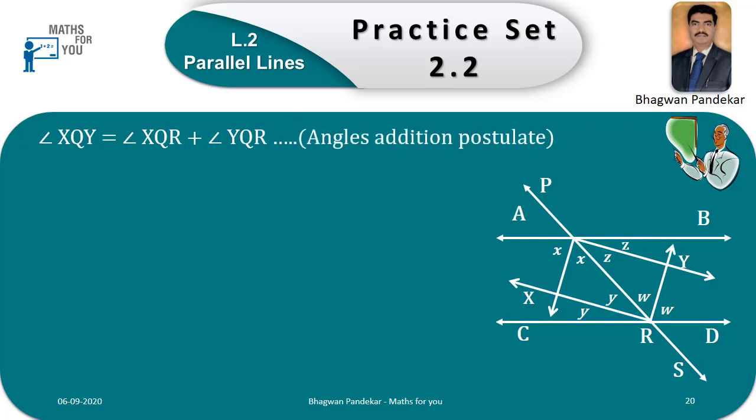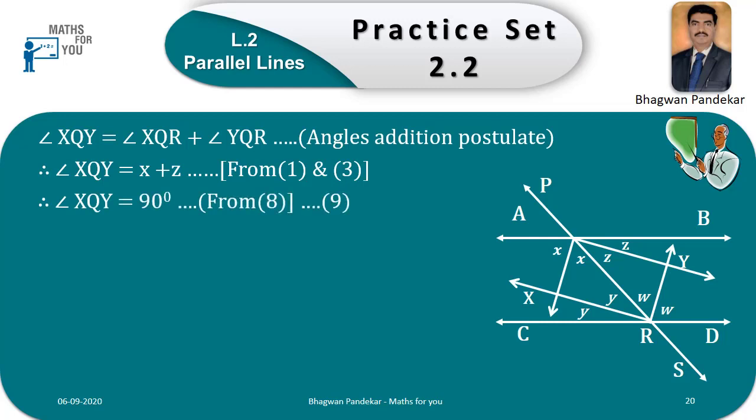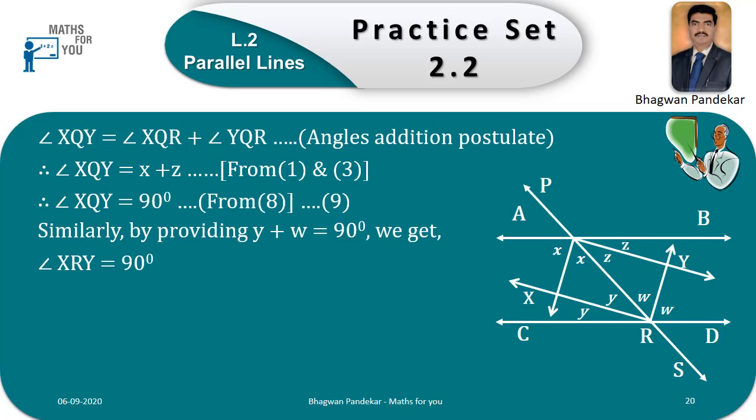Angle XQY is equal to angle XQR plus angle YQR. Reason is angle addition postulate. Therefore, angle XQY is equal to x plus z from equations first and third. Therefore, angle XQY is equal to 90 degrees from equation 8. This is your equation 9. Similarly, by proving y plus w is equal to 90 degrees, we get angle XRY is equal to 90 degrees.